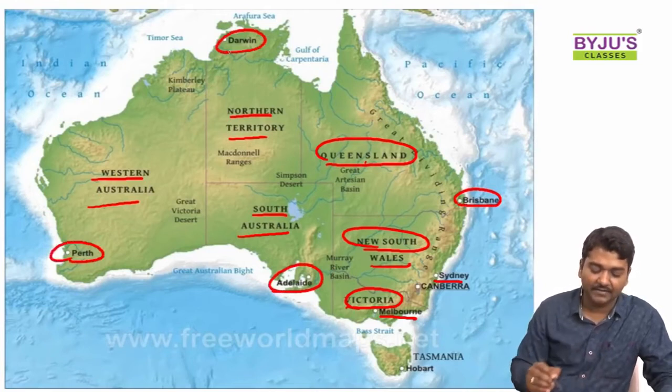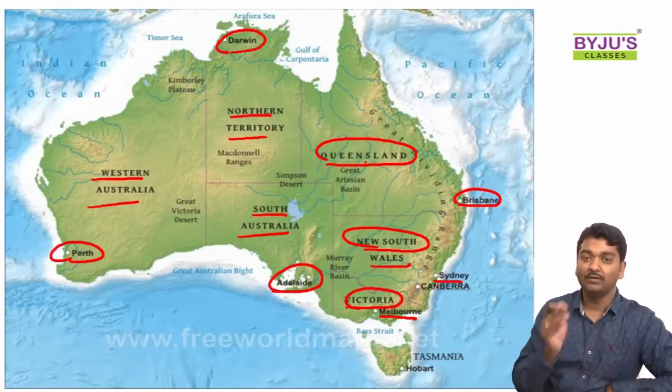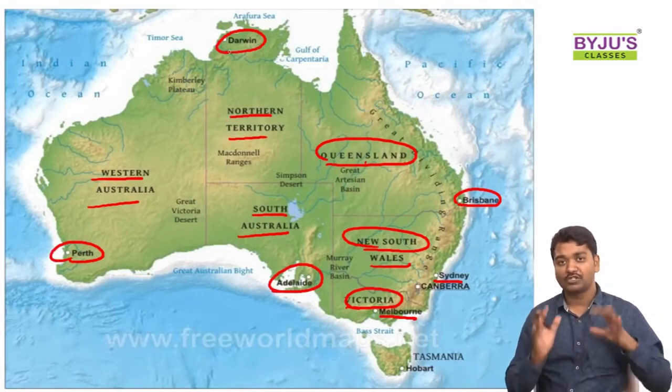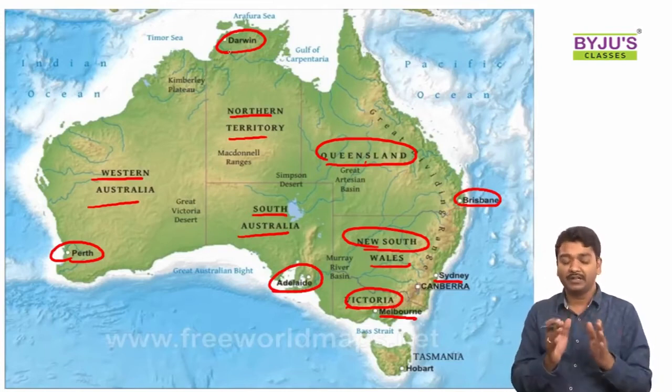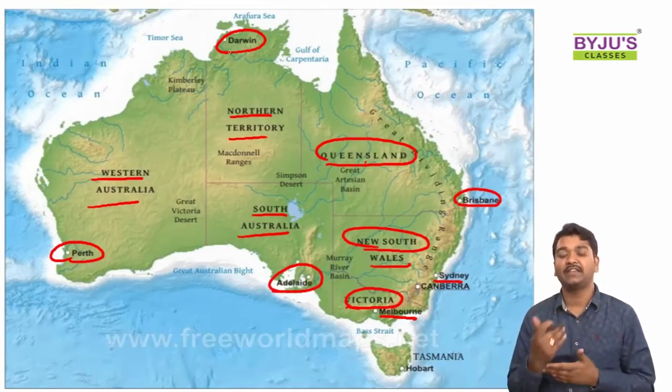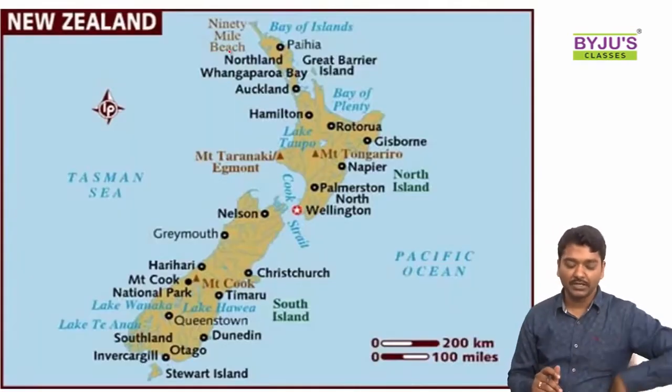Northern Australia, Darwin. So usually questions are also asked on this basis. So Australia, you need to see the physical features, then different states and their capitals, and arrange them from east to west. Take New Zealand.